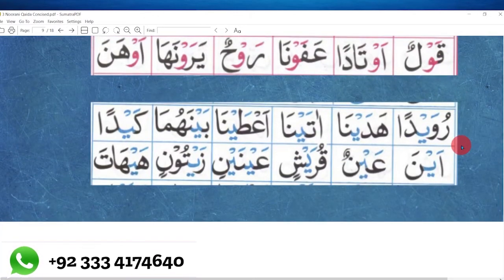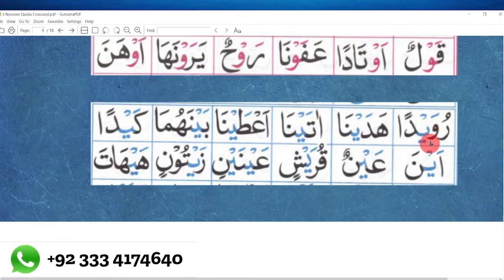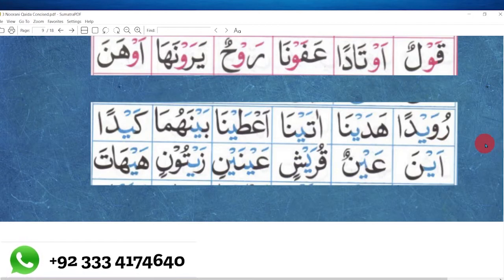Qawlun. Alright. If a letter has a zabar on it and the next letter is ya with jazm, that's called yailin. If a letter has a zer below it and the next letter is ya with jazm, that's called ya madda. We stretch it for 1 second. But in yailin, the previous letter has to have a zabar on it and the next letter is ya with jazm and we do not stretch it.